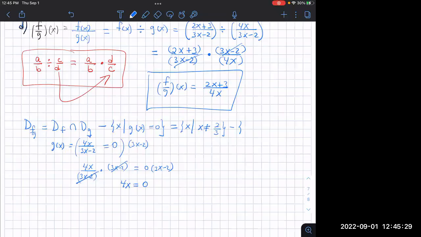4x equals 0. Divide by 4. So x equals 0 divided by 4. What is 0 divided by 4? Zero. Yes, it's 0. Now, 0 divided by 4 is 0 because when you multiply 4 times 0, you get 0.